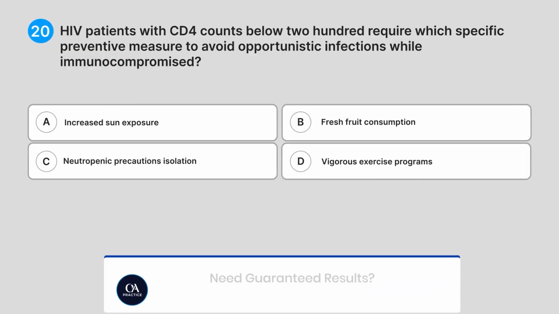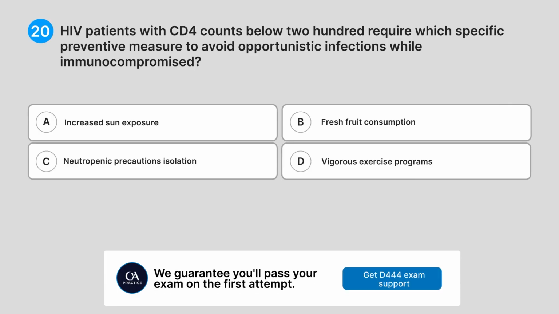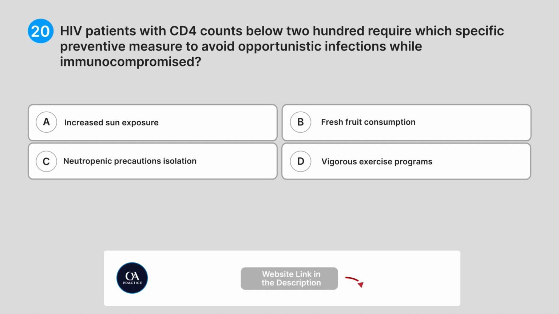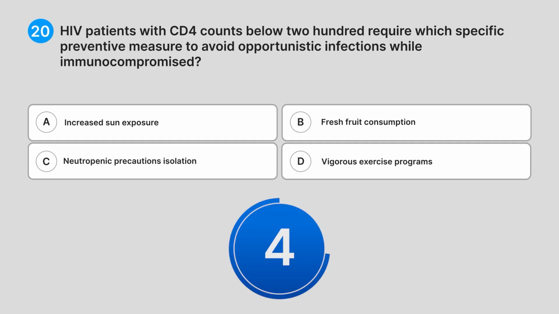20. HIV patients with CD4 counts below 200 require which specific preventive measure to avoid opportunistic infections while immunocompromised? A. Increased sun exposure. B. Fresh fruit consumption. C. Neutropenic precautions isolation. D. Vigorous exercise programs. Do you know the answer?